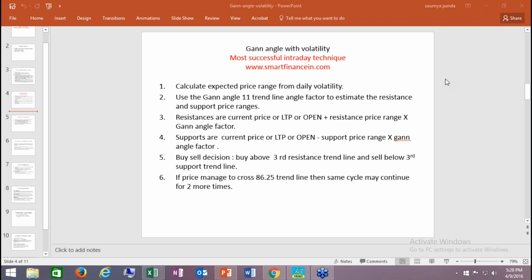or sometimes it will be the opening price of the day, and you are calculating the trend points which you are following in the subsequent trading session. So this is what I have told you in the first session.